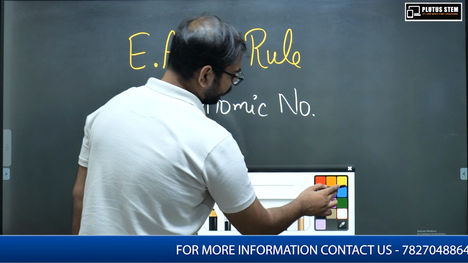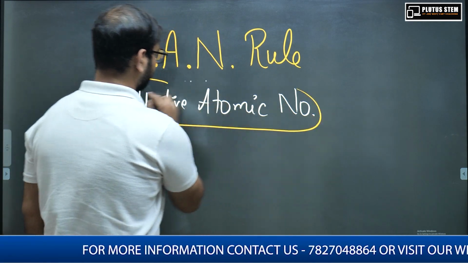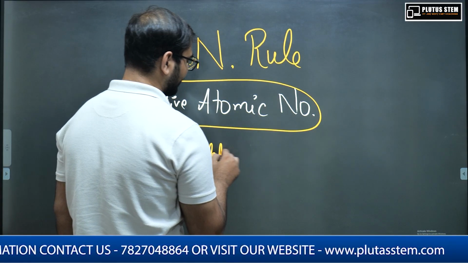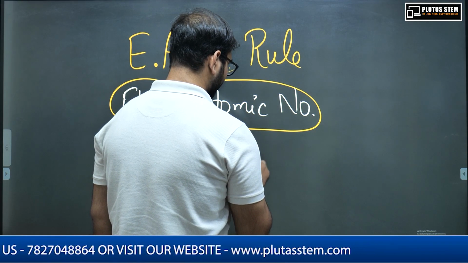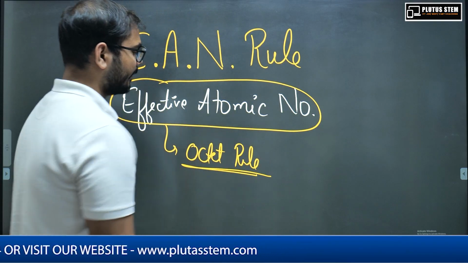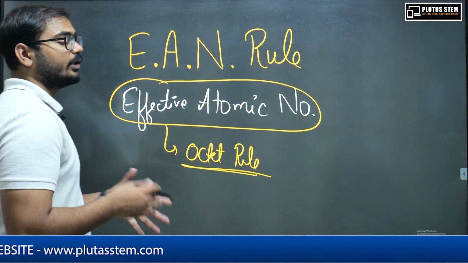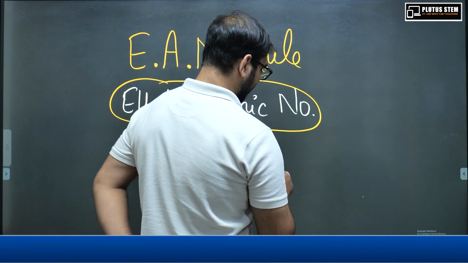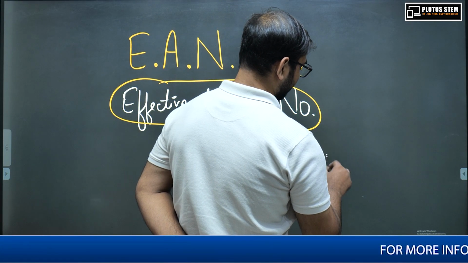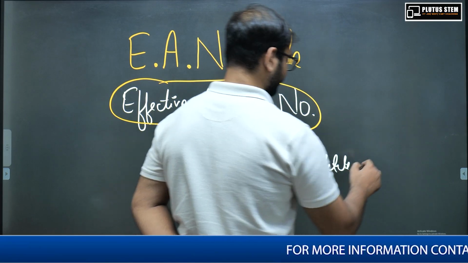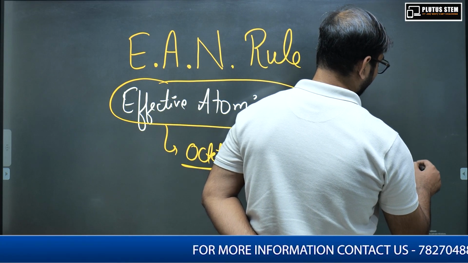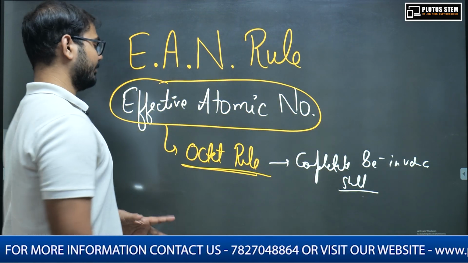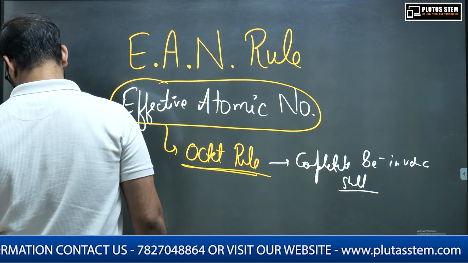You can understand effective atomic number as similar to the octet rule that we study in chemical bonding for the elements. So what does the octet rule state? The octet rule says that any element that has a complete 8 electrons in its valence shell, except for hydrogen, will be completely stable. But the EAN rule takes a different approach.